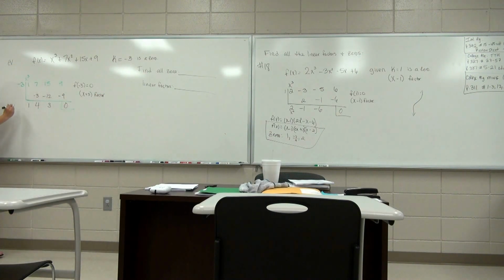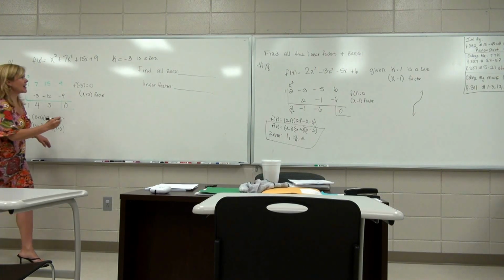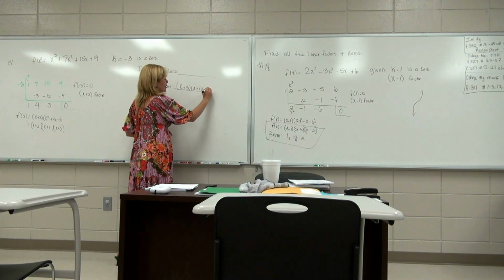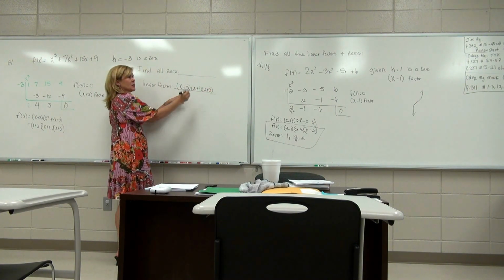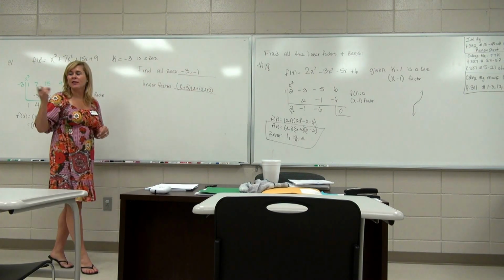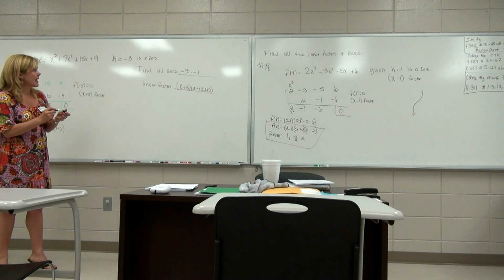So that means I can write this big third degree polynomial as a product. So my linear factors would be x plus 3 times x plus 1 times x plus 3. So what's my zero? What made this one zero? -3. What made this one zero? And you don't have to write that -3 again. That's going to lead us into our topic for next time.